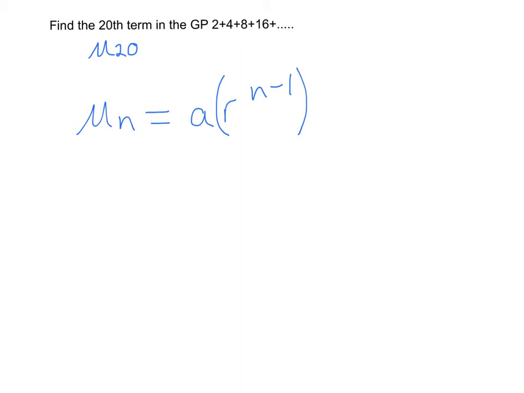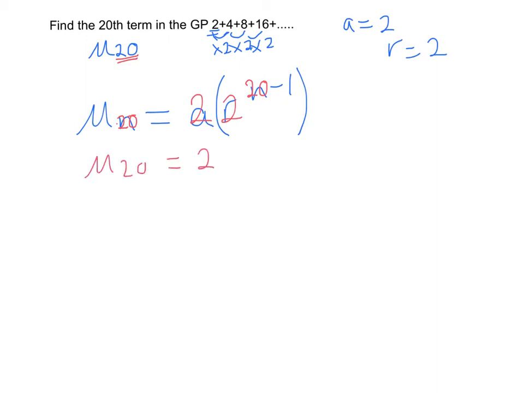Let's now work out what we've got. So a on here, a is 2. And what are they all timesing by? They're timesing by 2, aren't they, each time? So r is also 2. Okay, so now let's pop it into here, and we're going to do exactly what we do when we overwrite it. We're looking for U20, so we're going to overwrite the n with a 20. Our a is a 2 and our r is a 2. So let's neaten up what we have. We have U20 equals 2 bracket 2 to the power of 19.